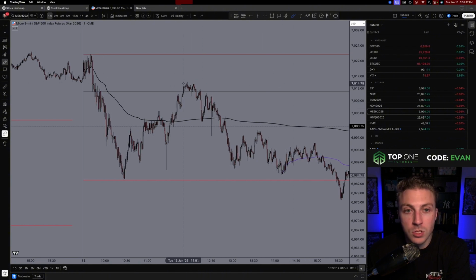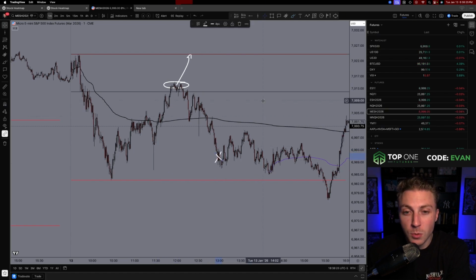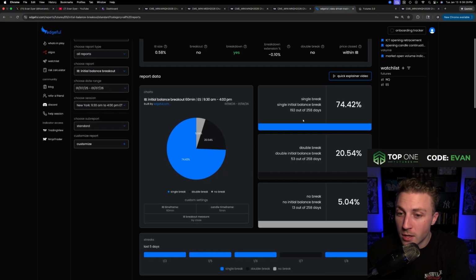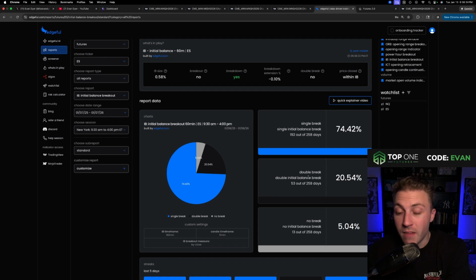No breaks of it. So the fact that we couldn't have buyers sustain this higher here and break the high, the low wasn't wicked out there. Even on this push back down, still no breaks of this initial balance. If we go over to Edgefield here, you'll see the odds of us not breaking it, only 13 days out of the last year. 5% of the time.